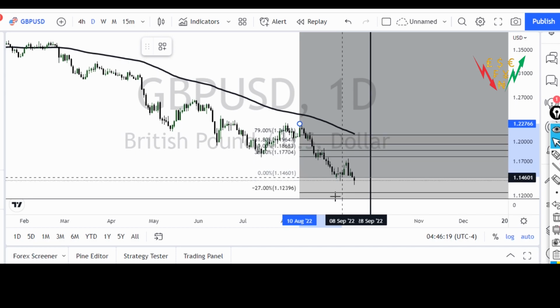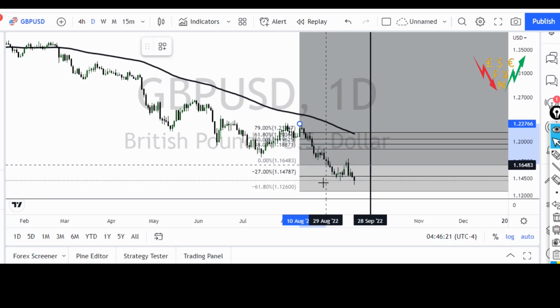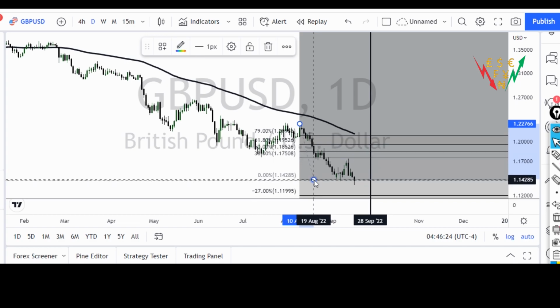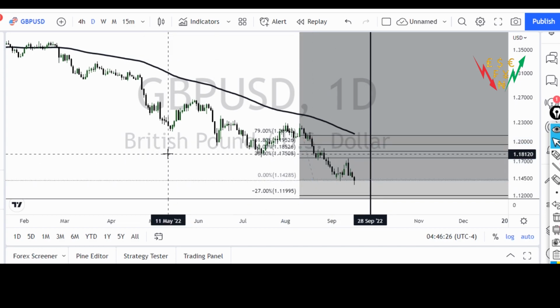Sorry guys, but using the Fibonacci tool on TradingView is hectic. Okay, I got it.